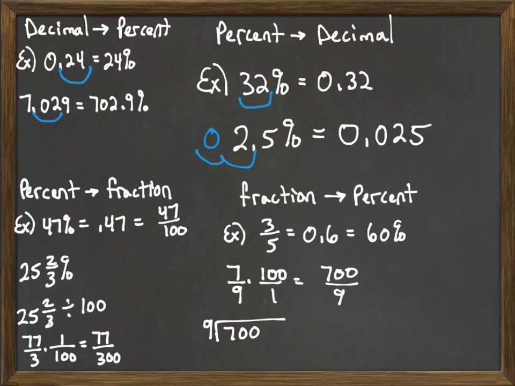And we can do that by dividing. 9 goes into 700, so we're going to convert that improper fraction to a mixed number. 9 goes into 70, 7 times, which would be 63. Bring down the 0, that'll give us another 7. That takes us to the whole number part. That'll also be 63, which will give us a remainder of 7. And so as a mixed number, this will be 77 and 7 over 9 percent.